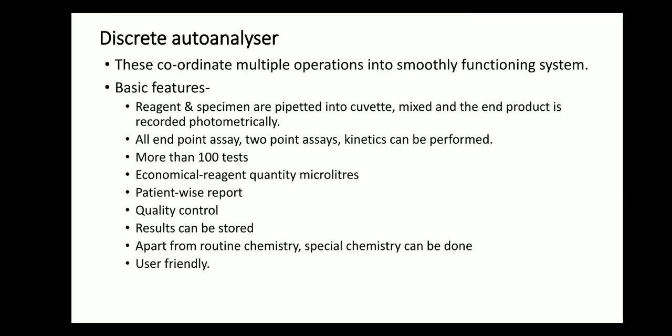Then coming to discrete analyzer, so this is one of the most sophisticated type of auto analyzer. So this coordinates with multiple operations into smoothly functioning system. Basic feature you have to know about this discrete auto analyzer, they are: first one is reagent and specimen are pipetted into cuvette, mixed, and the end product is recorded photometrically, and all types of reactions can be analyzed. See, some tests we are doing, it is based on endpoint analysis. Some assays are there, they are based on kinetic assay, like estimation of enzymes, so that is based on kinetic reaction.